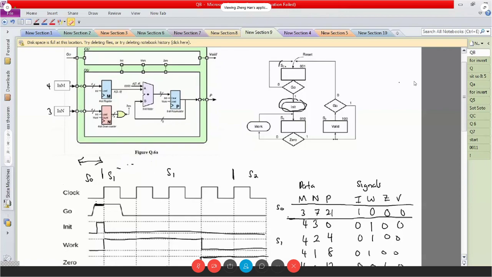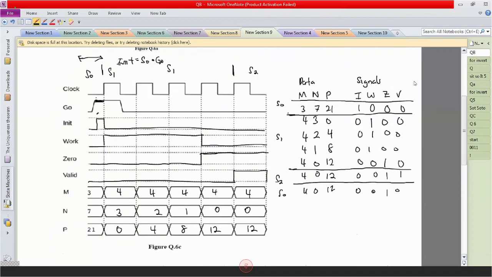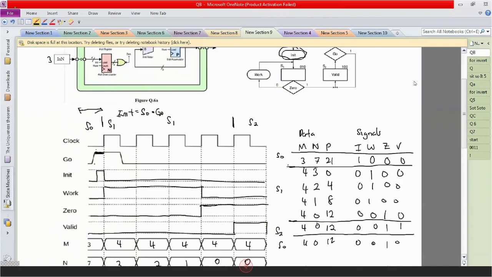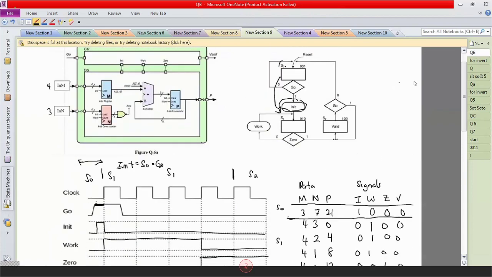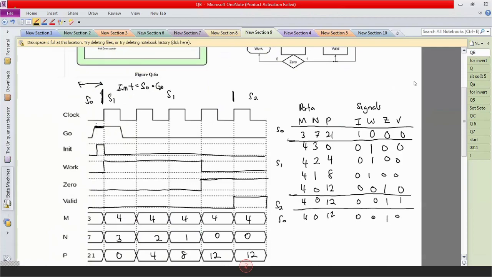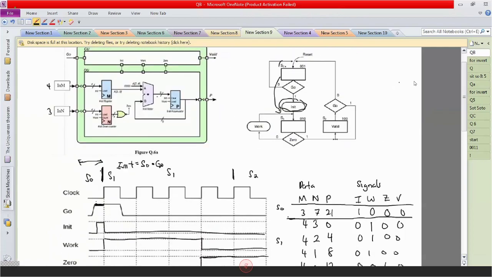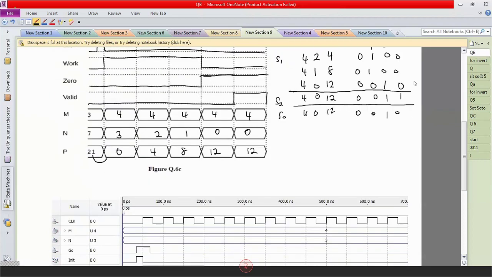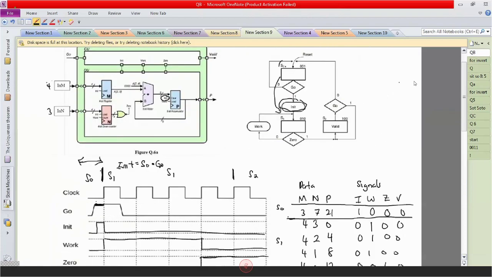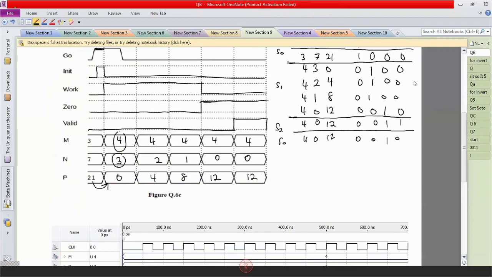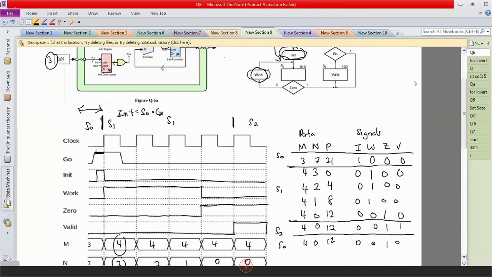Okay, let me see. So init is based on state 0. Yeah, init equals S0 and go. So that's why I think the init is just this part of it. Then after the go, you move to S1, right? So S1 starts at this point here. When there's an init signal, you clear the P, right? So the P goes from 21 to 0 in the next clock cycle. And then you also load your M and N. So your M is 4 here and N is 3, so it becomes 4, 3, 0. And the work here equals S1 dot 0 bar, right?